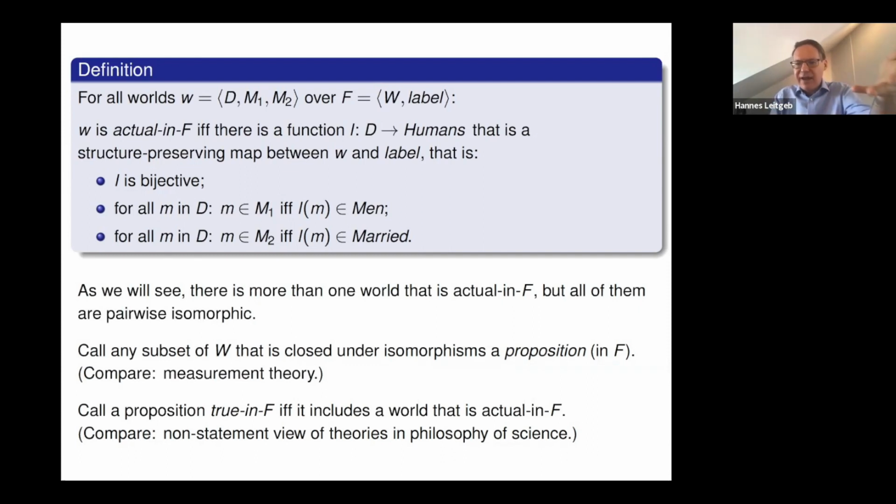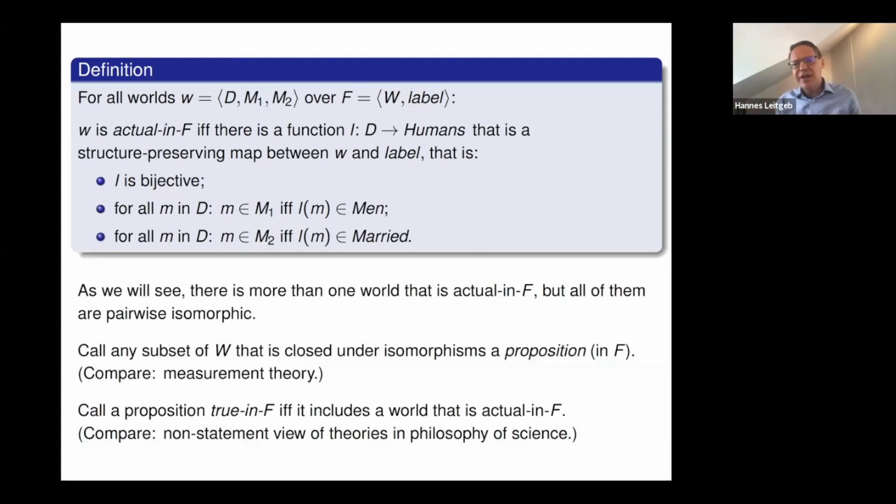Now, as it happens in our framework, it's perfectly fine to have more than one world as actual, but we're going to see that each of these actual worlds will be pairwise isomorphic to each other. So up to structure, as it were, there's just one actual world.